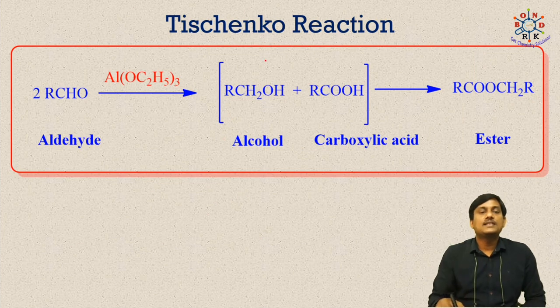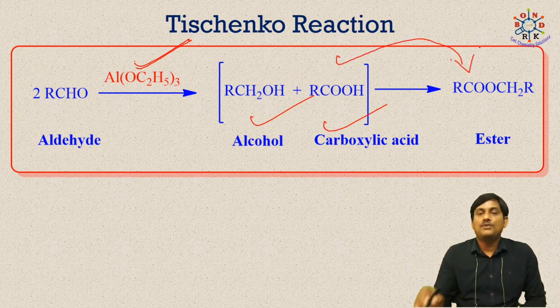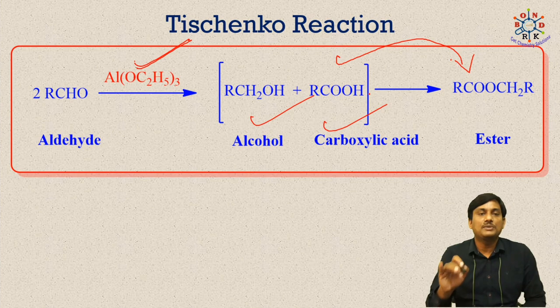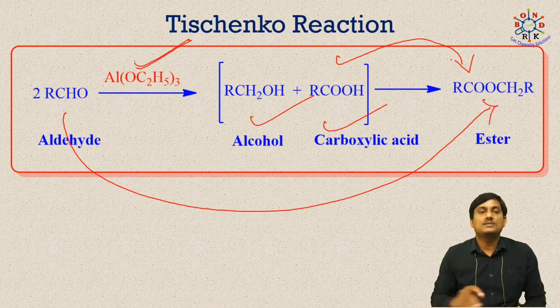Tishchenko reaction, it's a disproportionation reaction of aldehyde in presence of aluminium ethoxide. Here, aldehyde is converted into alcohol and carboxylic acids. The alcohol and carboxylic acids which are formed will be reacted and will form ester. There is an esterification between alcohol and carboxylic acid which are generated in the first step. So in Tishchenko reaction, 2 moles of aldehydes finally converted into ester.